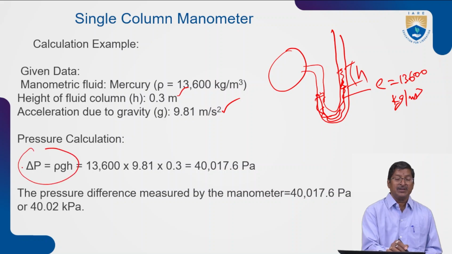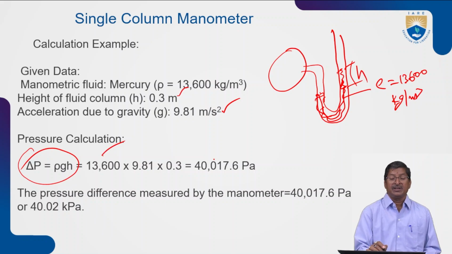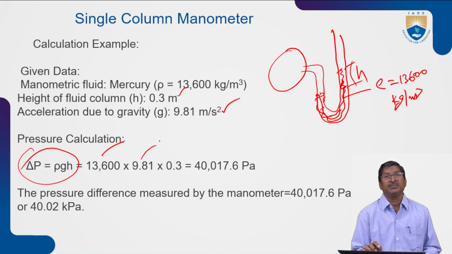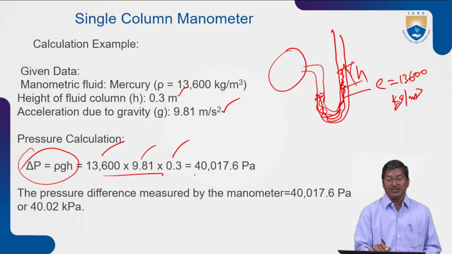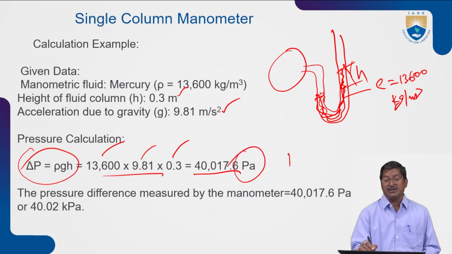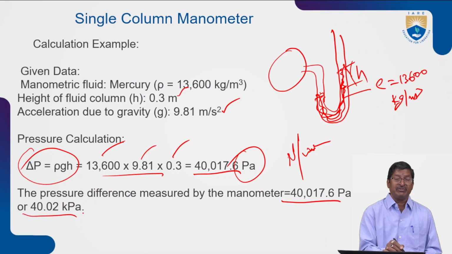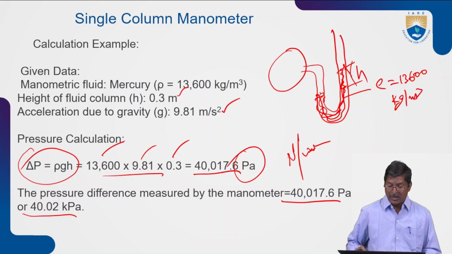The formula is delta P is equal to rho g h, where rho is 13,600, acceleration due to gravity is 9.81 meter per second square, and the height difference of the manometric fluid levels is 0.3. If you multiply this, you will get 40,017 pascals. What is a pascal here? It is nothing but Newton per meter square. The pressure difference measured in the manometer is about 40,000 pascals. Also, if you divide by 1000, it will become 40 kilopascals.